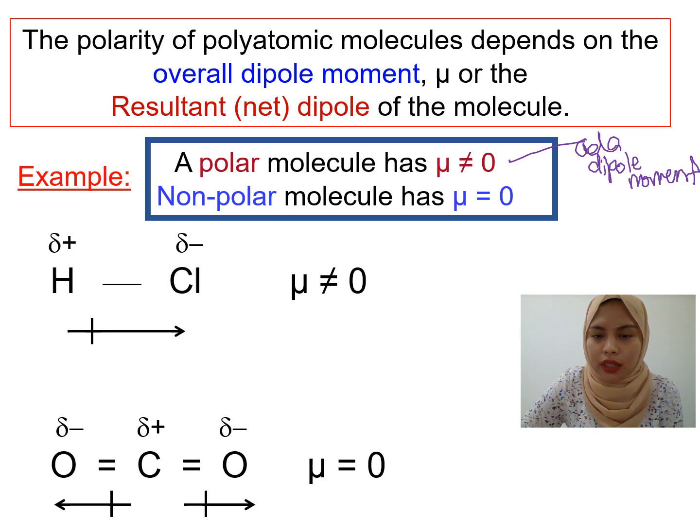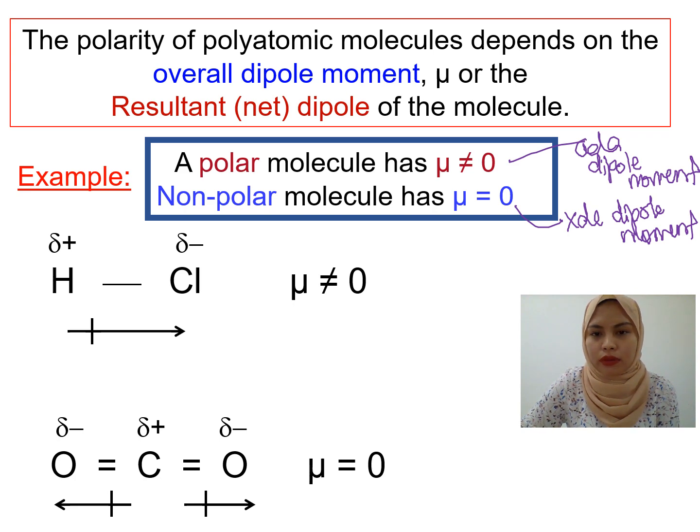Kalau molekul tu dia non-polar, sekiranya dia punya dipole moment tiada. So bila tak ada dipole moment, that's why lah the mu, the symbol untuk dipole moment is equals to 0. Sebab apa? Tiada langsung dipole moment in that molecule, therefore the molecule is non-polar.